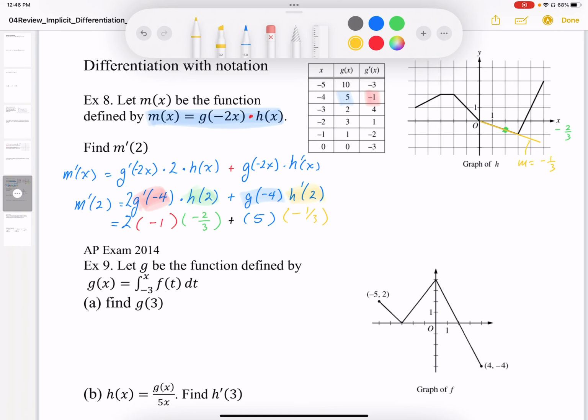So once I have all this, I can just calculate this all. I get 2 times negative 1 times negative 2 over 3. That's going to be positive 4 over 3 plus negative 5 over 3. And that gives me the value of negative 1/3. So there is the value of m prime at 2. So that's going to be negative 1 over 3.